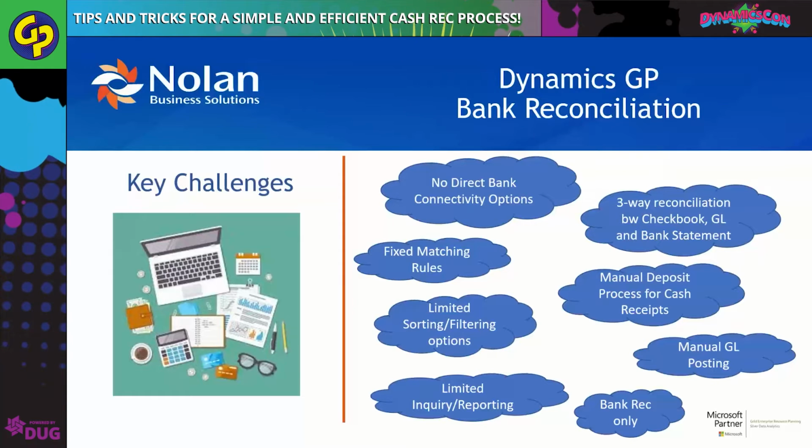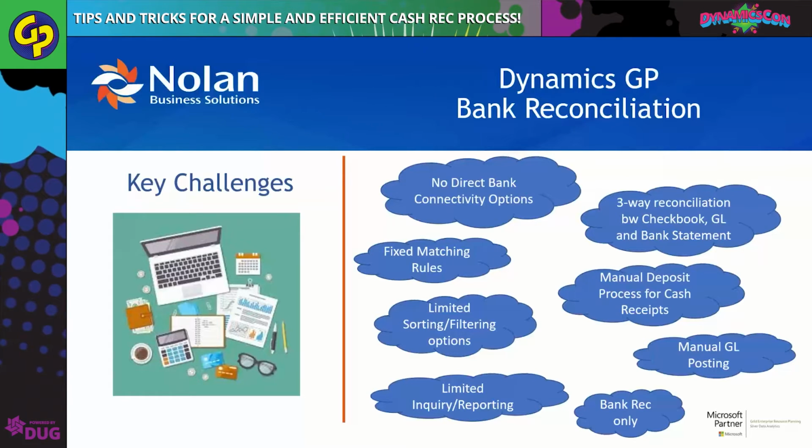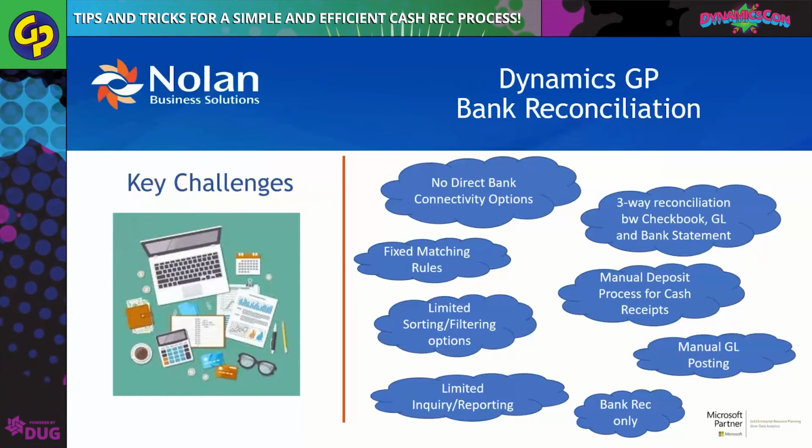But you might wonder, why does that matter? It matters because it means that a higher percentage of your data must be manually matched and adjusted to your GL. And this is what makes your reconciliation process so daunting.